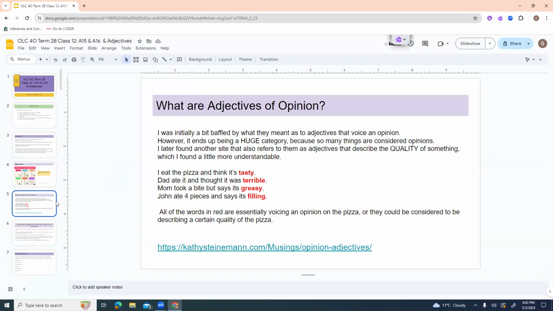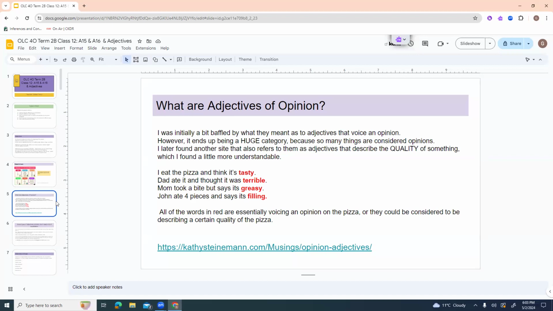Adjectives that describe an opinion end up being a huge category because the way they describe opinions is so big. I would actually refer to them as quality, which I think is a little more understandable. But you can see, I'm going to give you some examples. You can see how it could go both ways. Like you could say it's an opinion, or you could just say, well, that's just one of its attributes. That's just how you would describe it.